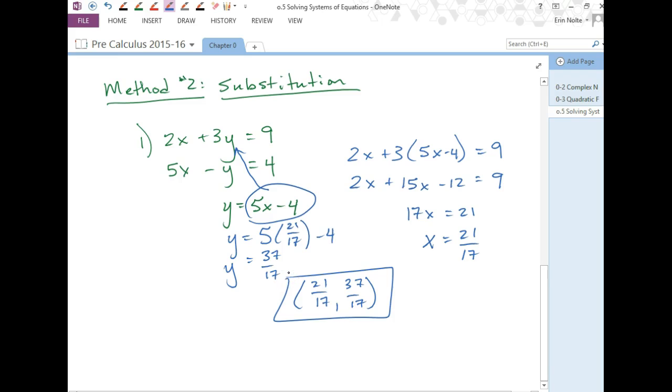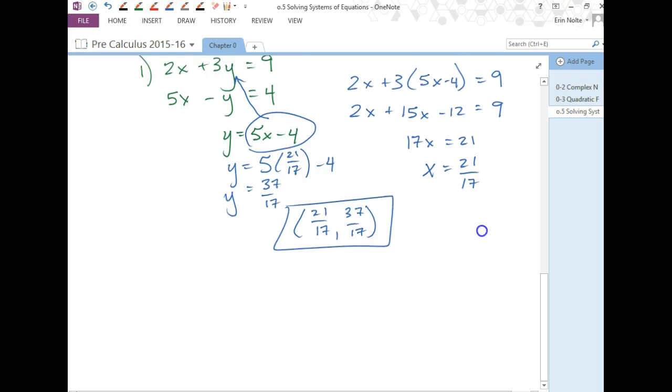Nice, that's a gnarly one. Should I do one more of those, or do you guys feel like you got it? Anybody want one more? Going once, going twice. Sold! Alright, you guys got this one.